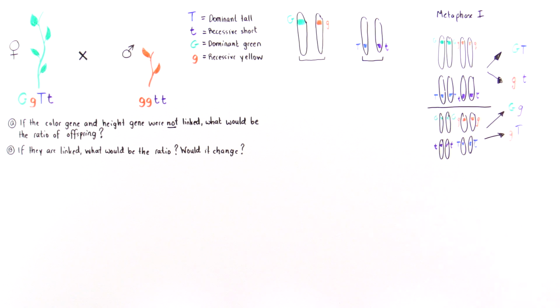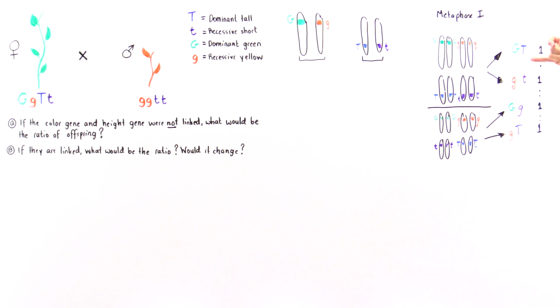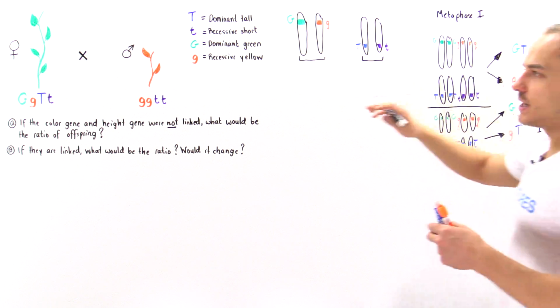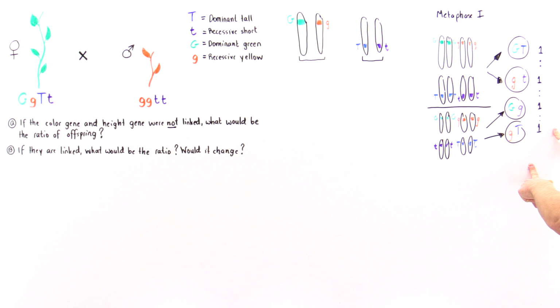Now, the thing about this arrangement is that each one of these is equally likely. So we have a 1/4 chance that this will occur, a 1/4 chance that this will occur, a 1/4 chance that this will occur, and a 1/4 chance that this will occur. So we have a 1 to 1 to 1 to 1 ratio that each one of these will form. What that implies is that because we have a 25% chance of each one of these gametes forming, and because this is our female individual, these will be X cells, so they're going to look like this, okay? There's a 25% chance that each one of these will form.